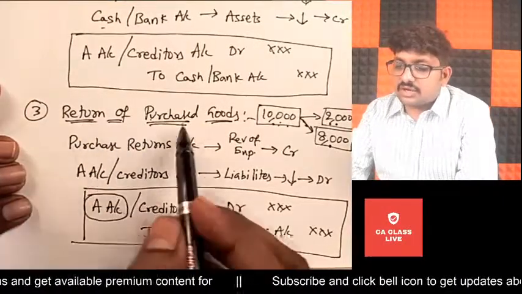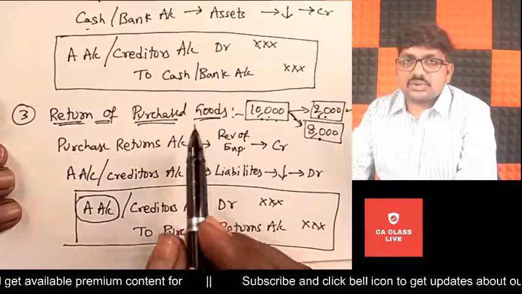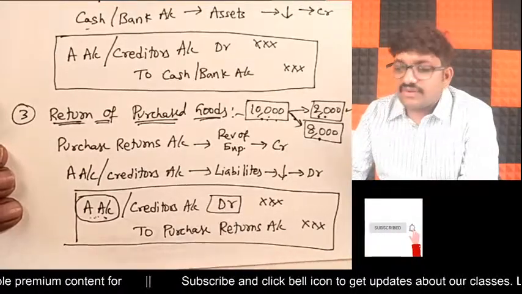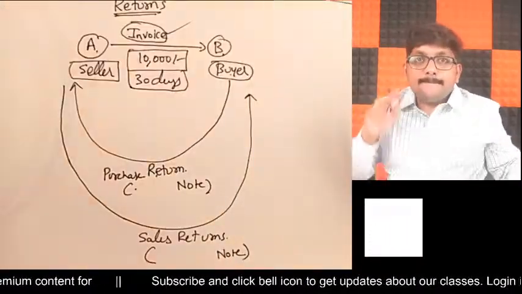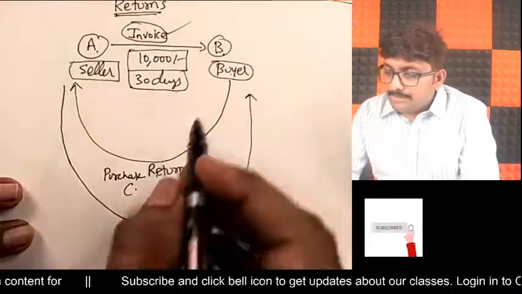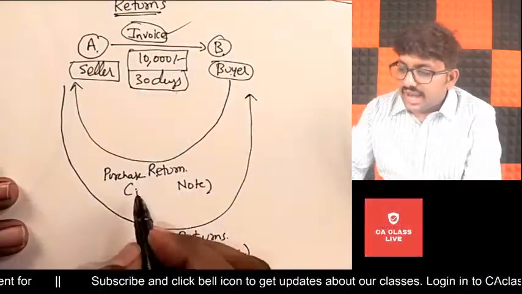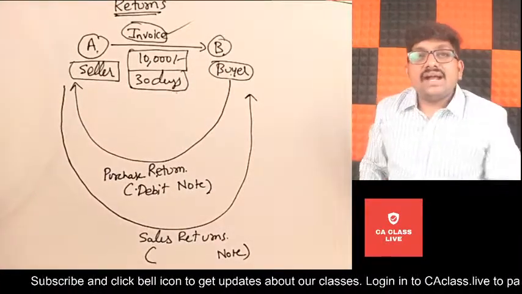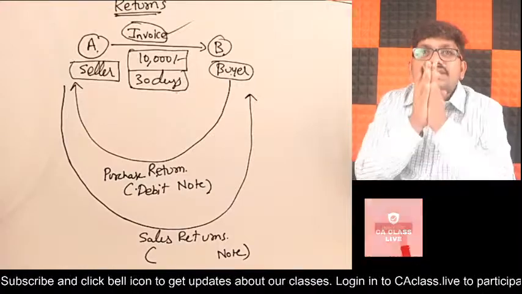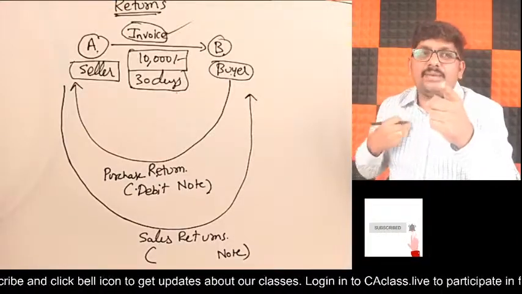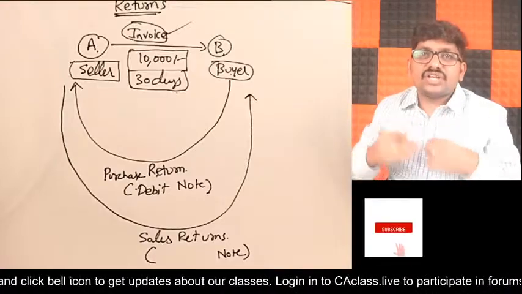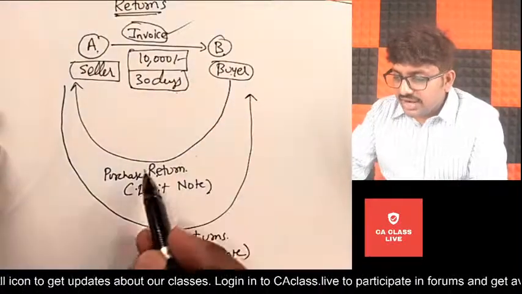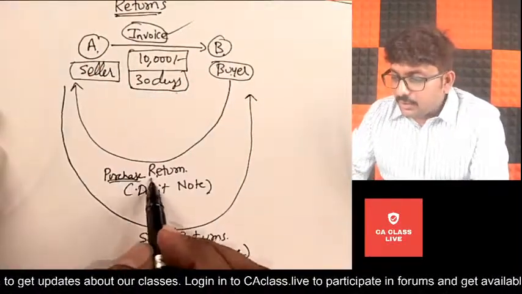Whenever you have returned the purchased goods, what did you do to A account in the books of buyer? You have debited that fellow. Now because you debited that fellow, B, while returning the goods to A, will issue a debit note, mentioning that Mr. A, I am debiting you in my books for these goods because I am returning them back.